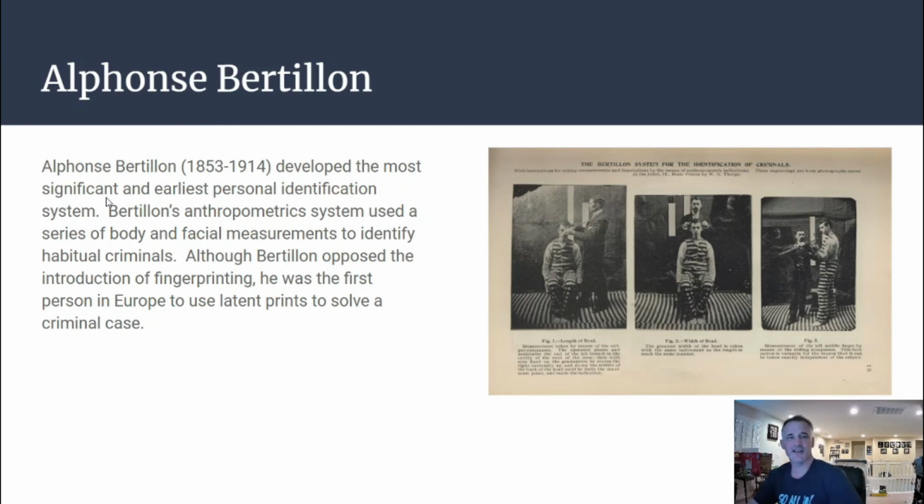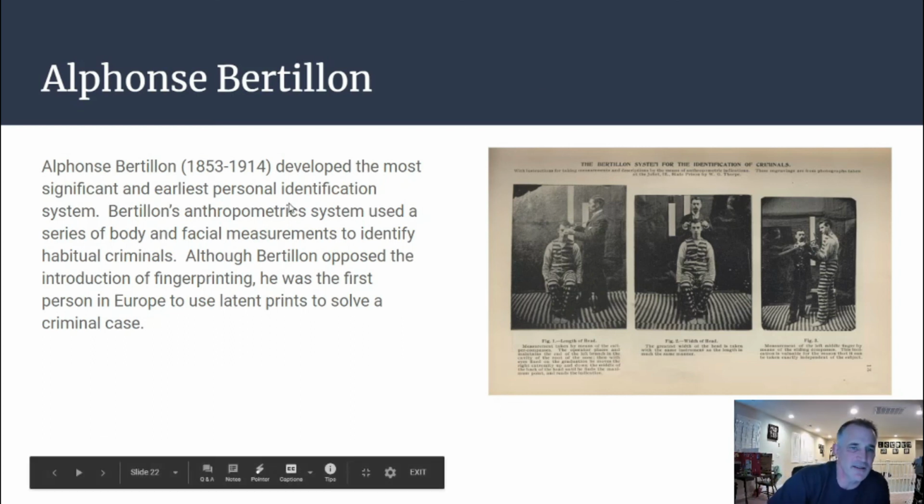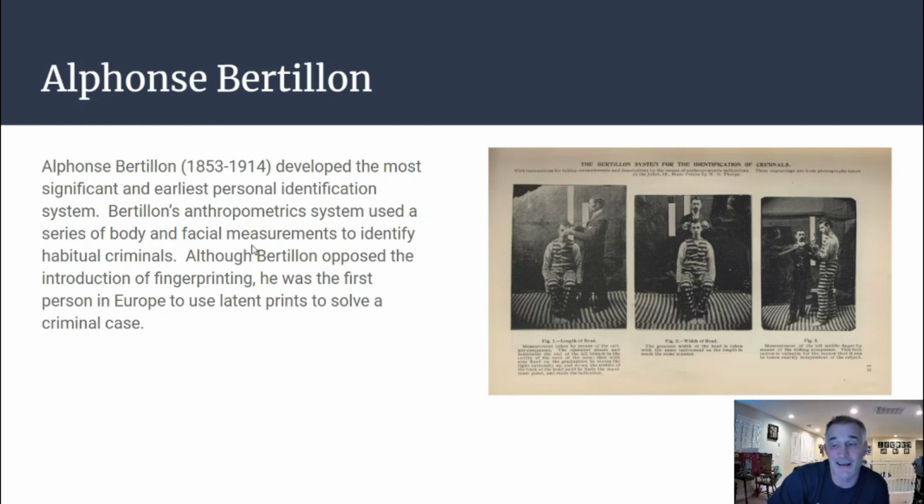Bertillon. This gentleman was an interesting guy. He developed one of the most significant and earliest personal identification systems. He was actually against fingerprinting. He thought his method should have been the one that was used, and it was called anthropometrics. This system used a series of body and facial measurements to identify habitual criminals. Although he opposed fingerprinting, he was actually one of the first persons in Europe to use a latent print to help solve a crime. So he thought his method was better and should have been used in place of fingerprinting, but he still saw the benefit of it and used fingerprinting as well.